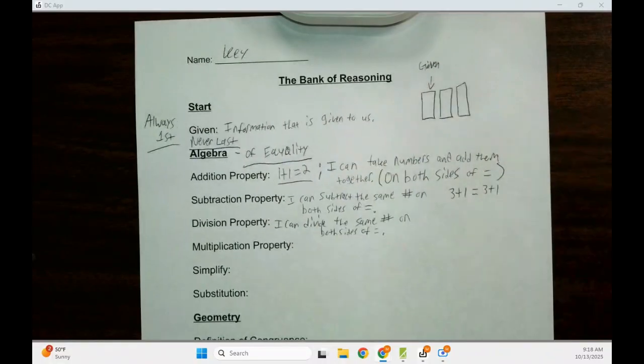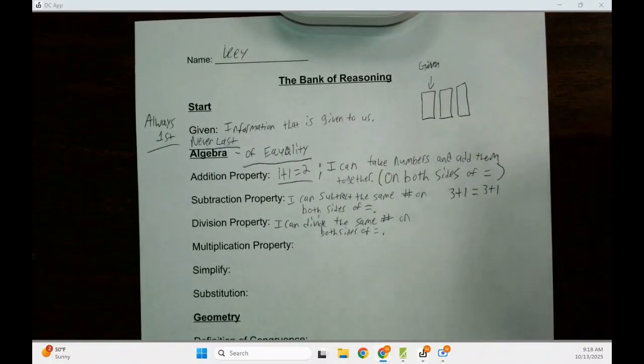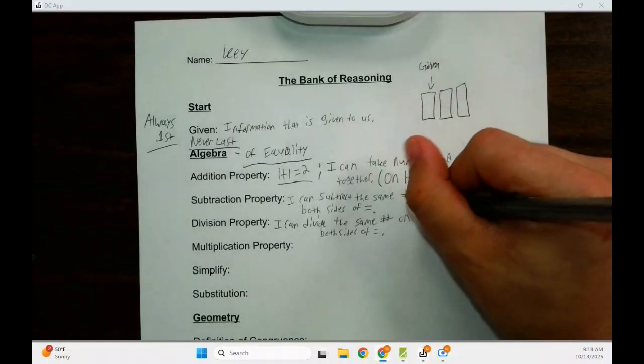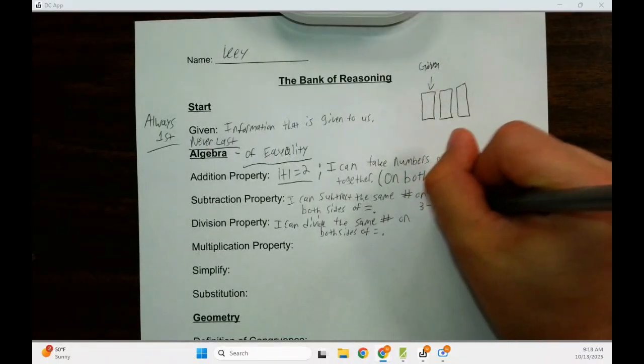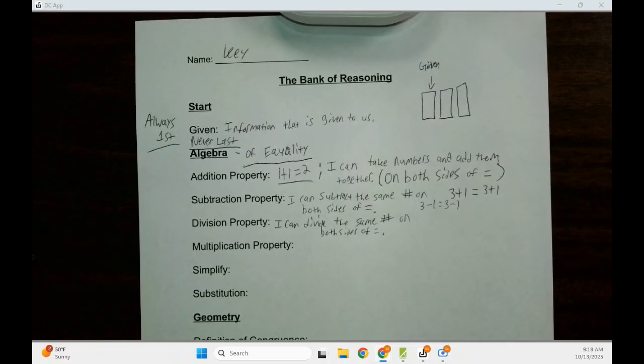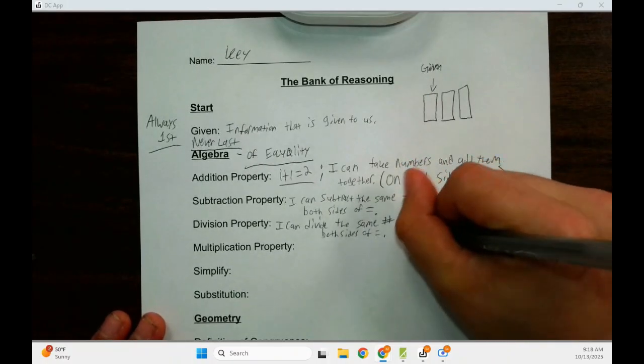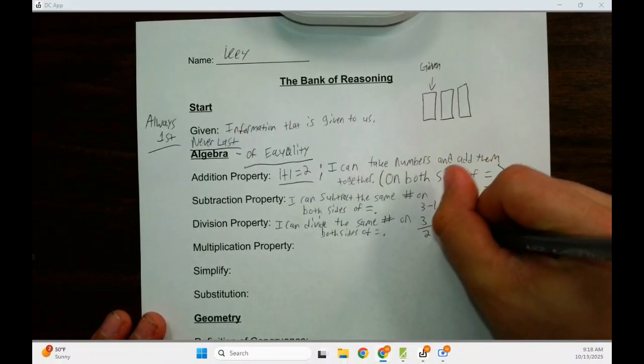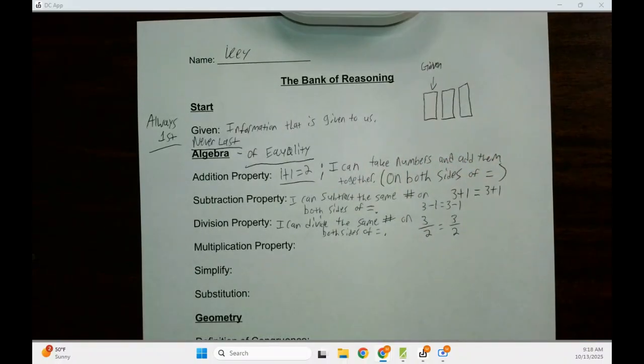of the equal sign. So if I look at maybe a visual of each of these, right, subtraction property might look like 3 minus 1 equals 3 minus 1. I'm subtracting 1 on both sides. The division property, 3 divided by 2 equals 3 divided by 2. See, I'm just dividing the same number on both sides of the equal sign.